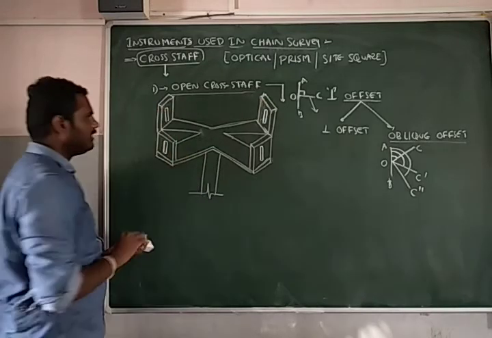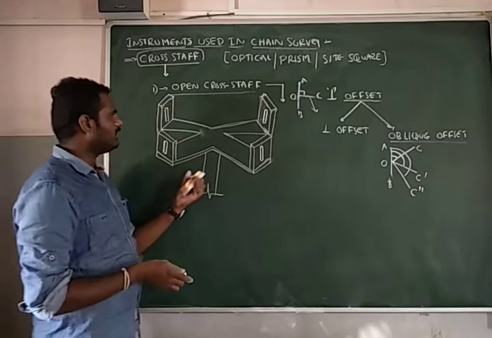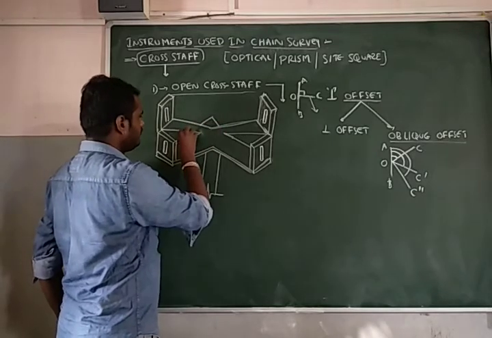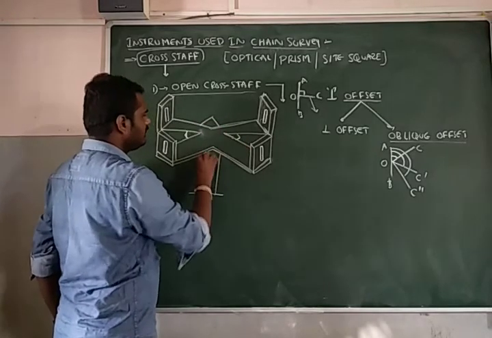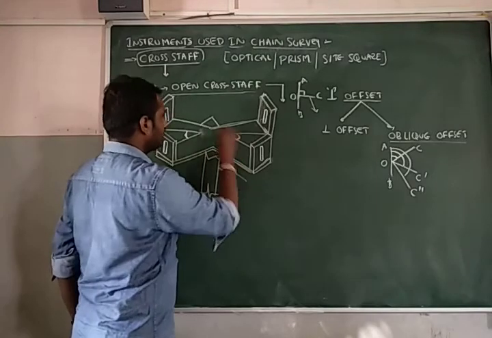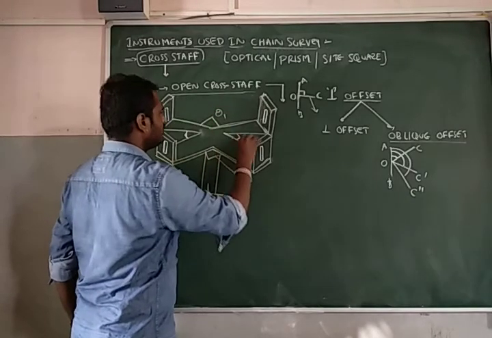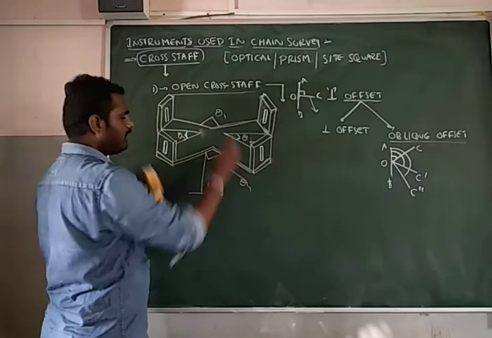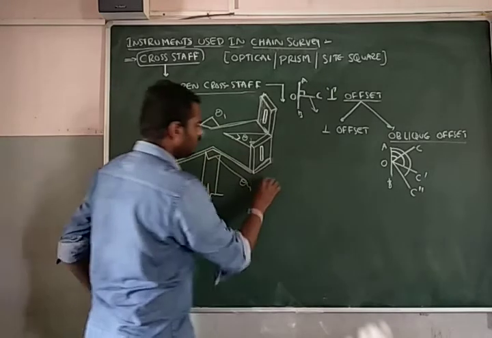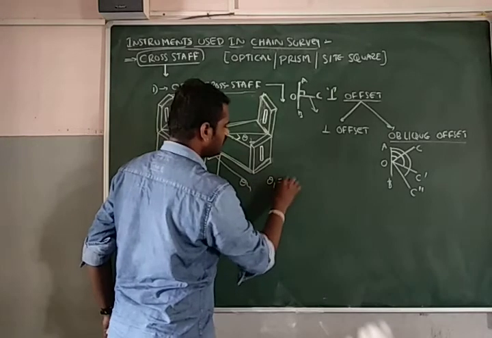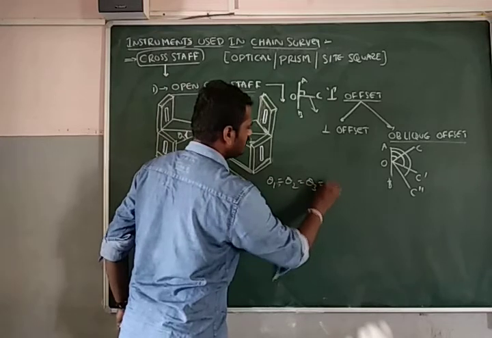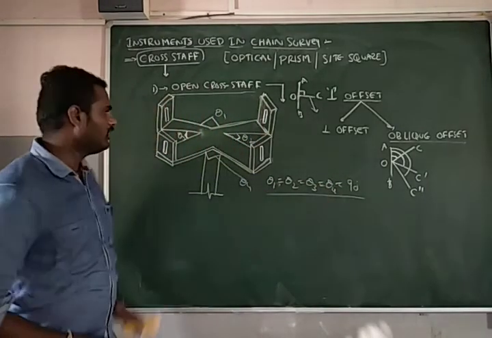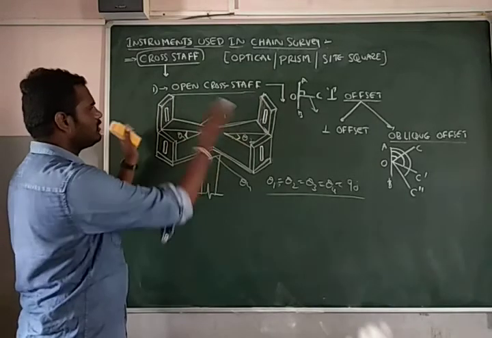Please remember, this diagram is not exact, but always the angle between two consecutive vanes is 90 degrees to each other. Let us take these angles as theta 1, theta 2, theta 3, and theta 4. All these four different arms are perpendicular to each other. Therefore, theta 1 equals theta 2 equals theta 3 equals theta 4, which equals 90 degrees. So this one is called an open cross staff.